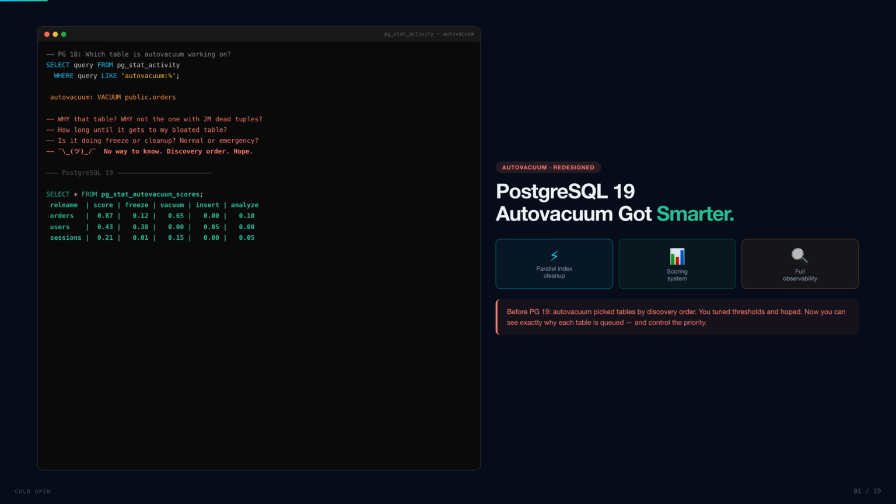pg_stat_activity. Autovacuum is running on the sessions table. Sessions has 200 dead tuples. Your orders table has 18 million. Why is Autovacuum cleaning sessions instead of orders?